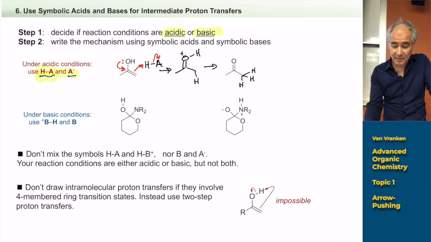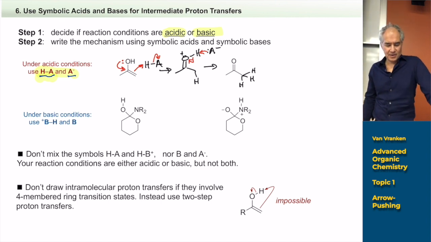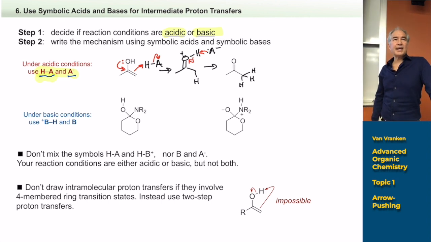So now I come in with my A minus. I need a base under the conditions of the reaction. Here it is. I'm going to use A minus. I'll draw a lone pair on that. And so now when I come back over here, I could just give the electrons to that oxonium ion. Oxonium, that's oxygen with 3 bonds. Okay, that's how to use HA and A minus when you need an acid and a base for proton transfers and you believe the conditions are acidic.